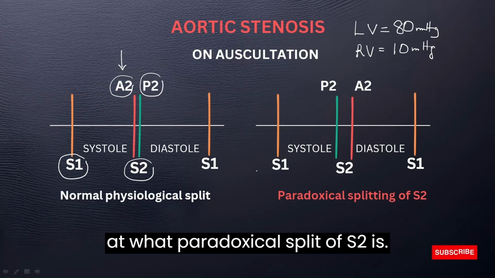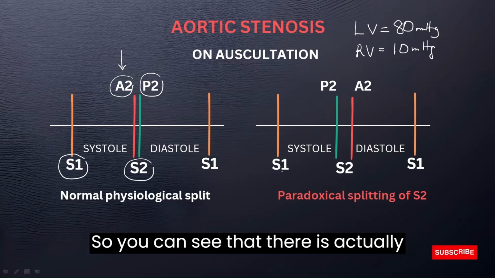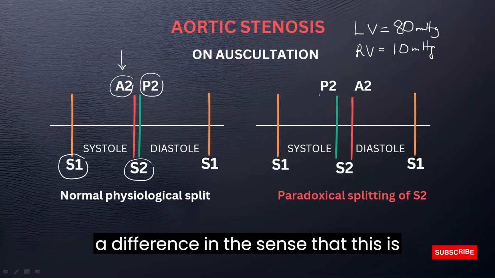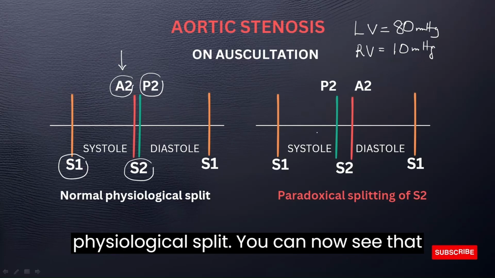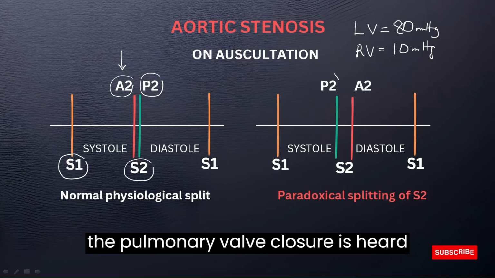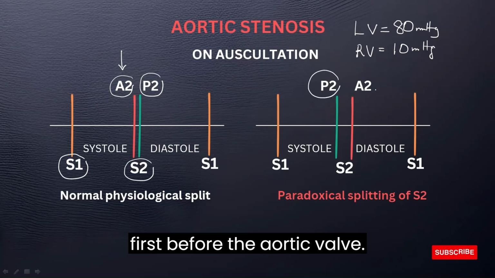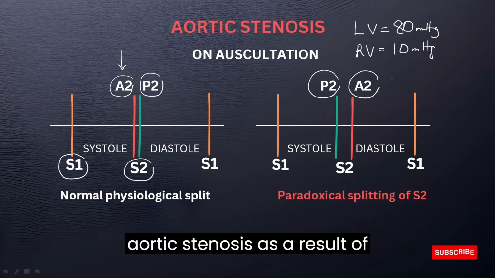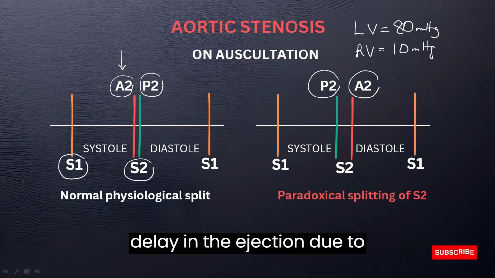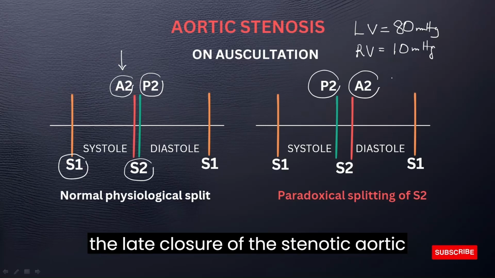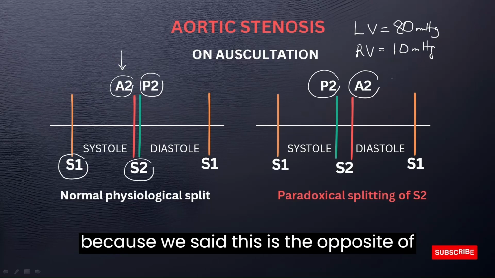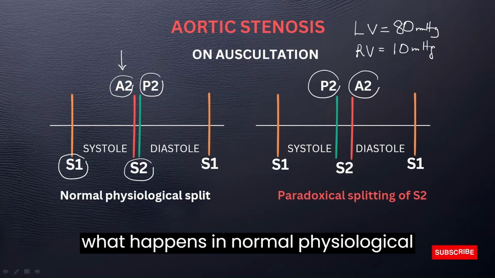Let us take a look at what paradoxical split of S2 is. So you can see that there is actually a difference in the sense that this is the opposite of what happens in normal physiological split. You can now see that the pulmonary valve closure is heard first before the aortic valve. So why? Well, of course, this occurs in aortic stenosis as a result of delay in the ejection due to the late closure of the stenosed aortic valve. So you hear P2 before A2, and this occurs in expiration because we said this is the opposite of what happens in normal physiological split.